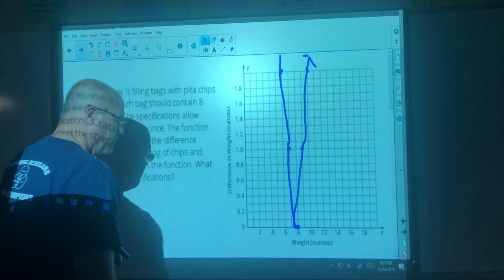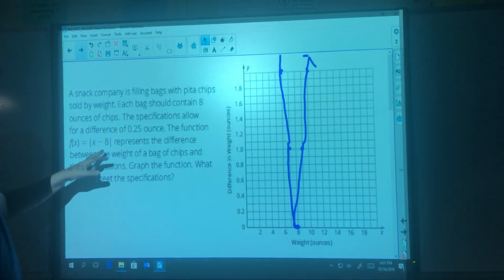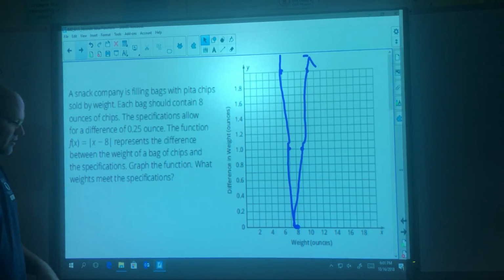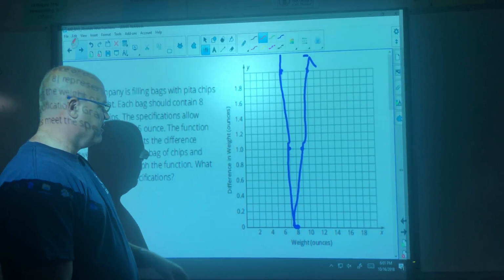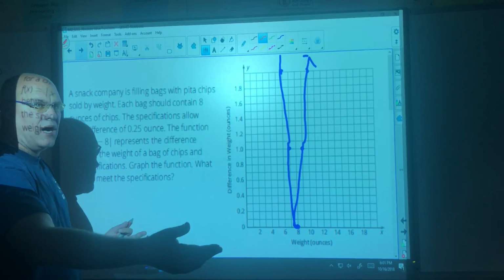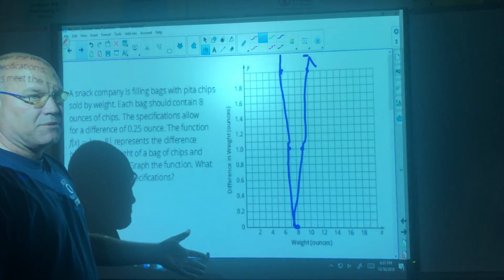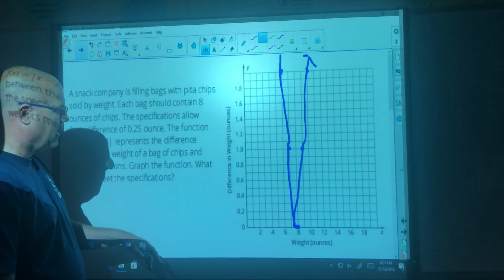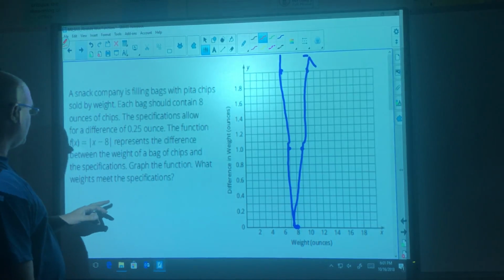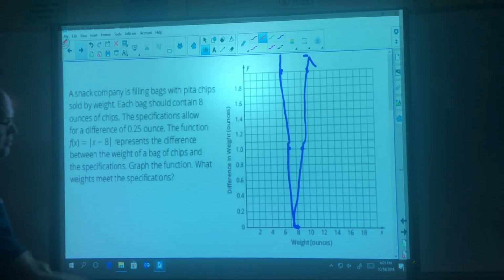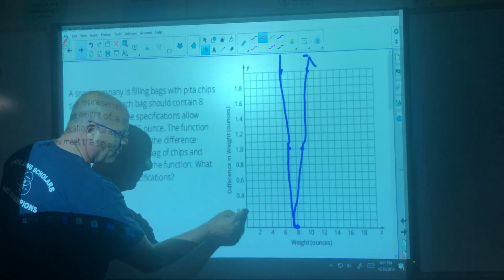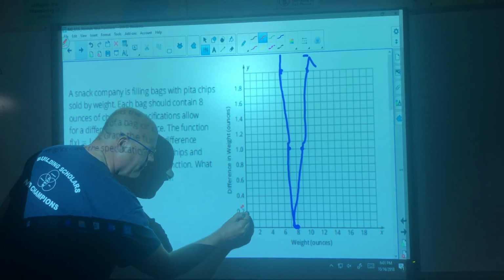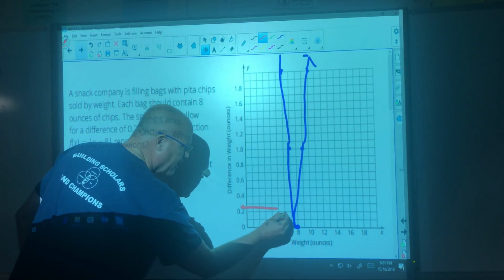So then, but here's the problem. You can only be off by 0.25 ounces. The company wants to stay in business. They don't want to be giving way too much. They also don't want to short their customers and have the customers unhappy with them. So they only give you 0.25. So it's going up by 0.1s. So this would be like 0.25 right here. So we go straight across here.